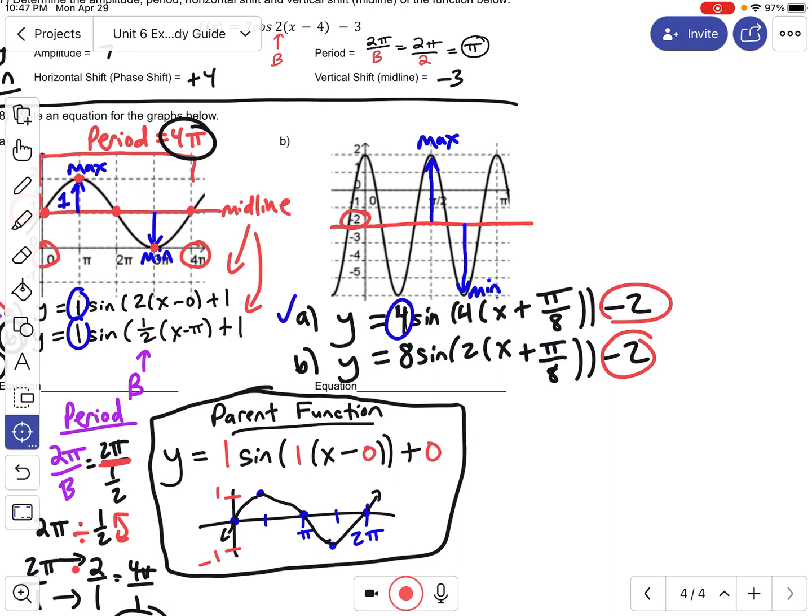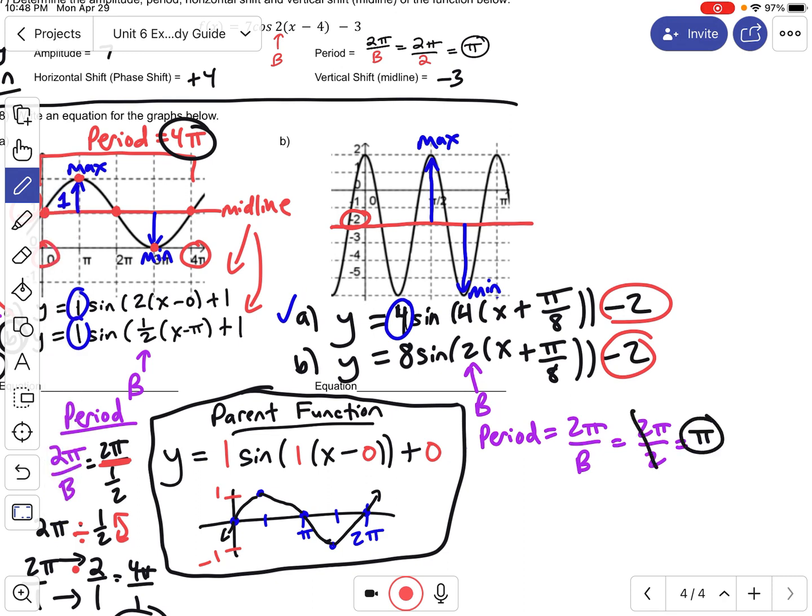But if we were to try to look at this value here, which is B, that would allow us to determine that the period is correct. And this formula for the period is 2 pi over B. Now, if I plug in this value of 2 into this formula, we'd end up getting 2 pi over 2, which reduces to just pi.